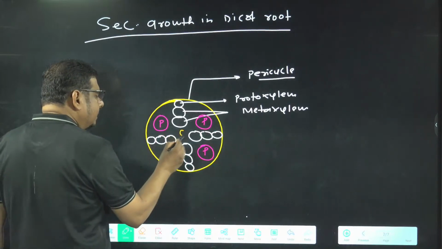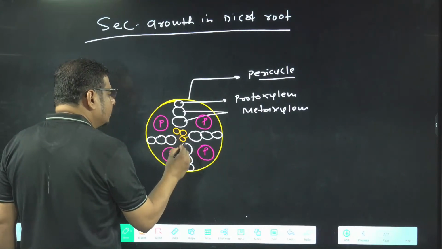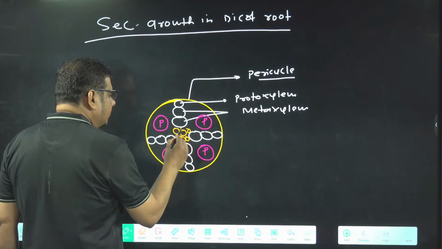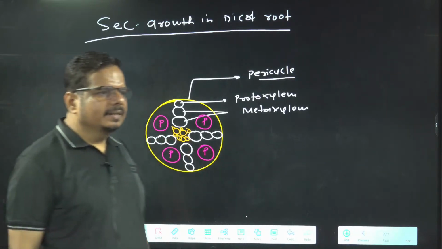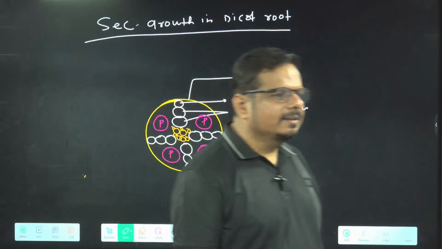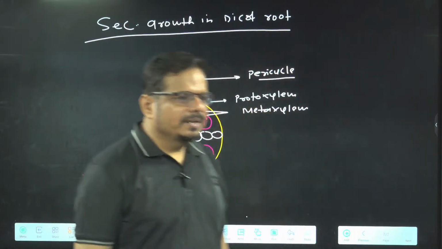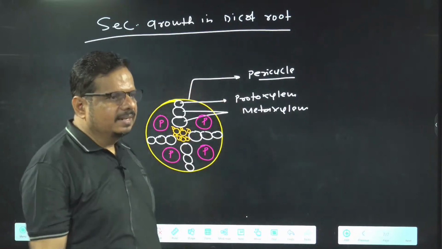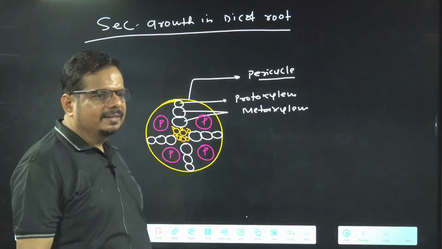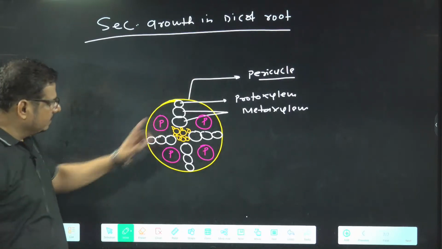Now, pith is less developed and inconspicuous. We have studied this, haven't we? In the case of a dicot root, pith is less developed. In monocot root, pith is well developed and conspicuous. Are you able to connect or did you forget? So here it is less developed.